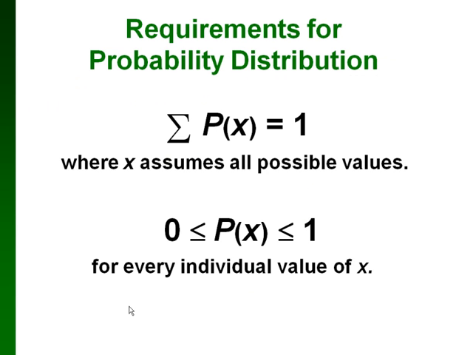There are two requirements for a probability distribution. The first one is that if you add up all the probabilities in the distribution, they have to add up to 1. The second one is that each of the probabilities individually has to be somewhere between 0 and 1. So in other words, they can't be negative and they can't be larger than 1.